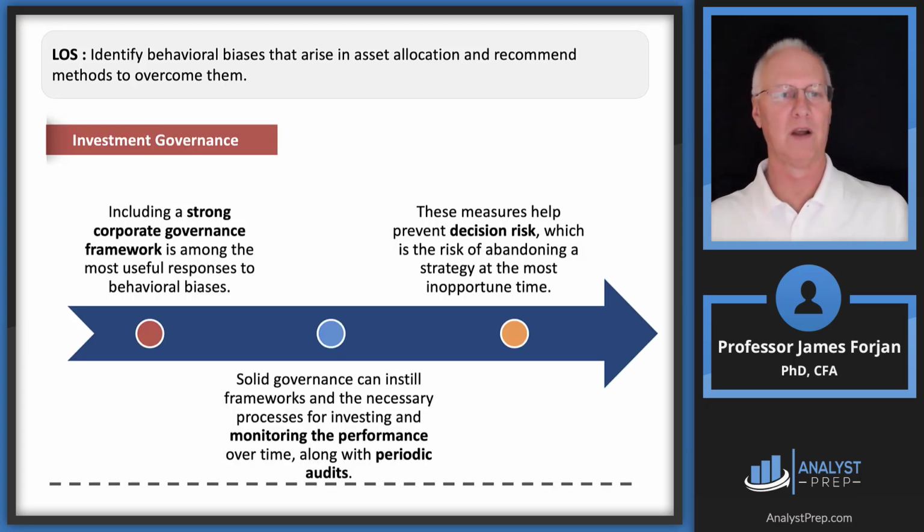So what's a summary here? Good investment governance. So we want strong, most useful responses to these biases. Solid governance can monitor the performance along with periodic audits, and then we can prevent decision risk, which means let's not make a knuckleheaded decision just because we read in the Wall Street Journal that this particular corporation is going to increase its dividend by 50%. Oh, let's go out and make this decision, and that decision risk is going to be abandoning our disciplined strategic asset allocation model in favor of tactics that get us. Wait, can you guys see my arms go way out there?